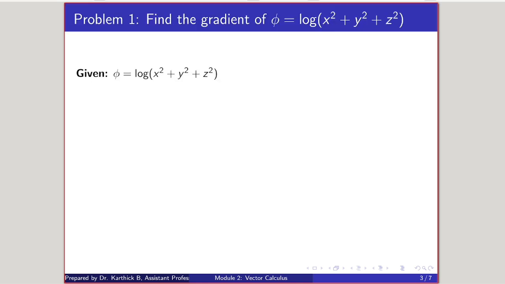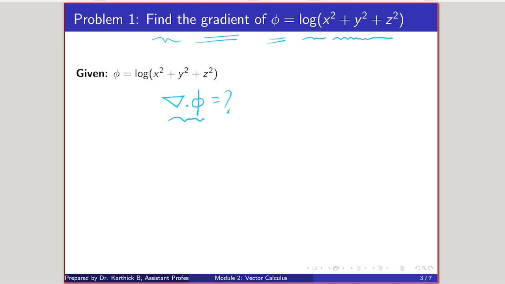See here, the first problem: we want to find the gradient of the given function phi, where phi is the logarithm of x square plus y square plus z square. So we want to find the gradient. What do you mean by gradient? It is denoted by the symbol grad phi. So this is what we want to find.